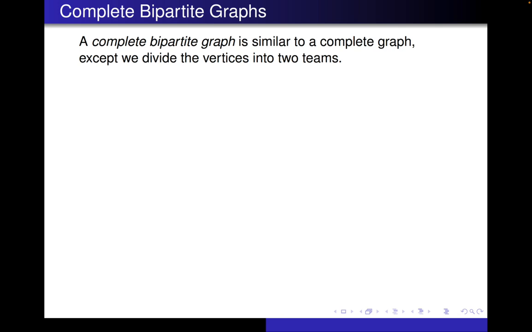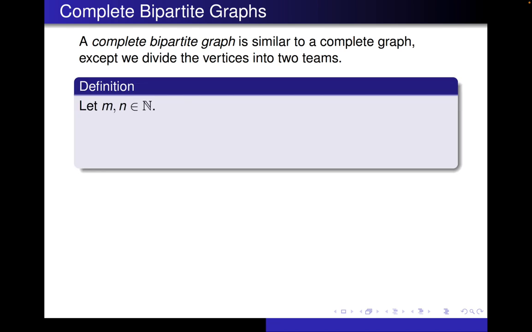So the next one is going to have the word complete in it, just like before. But this is going to be called a complete bipartite graph. And it is very similar to the complete graph in that, in some sense, we're going to draw as many edges as we can between the vertices, except we have one slight restriction. We're going to have 2 teams, and we draw as many edges as we can, but no edges between vertices that are on the same team.